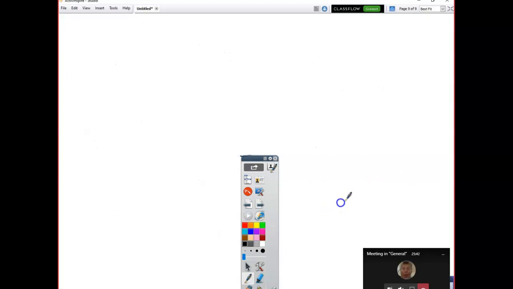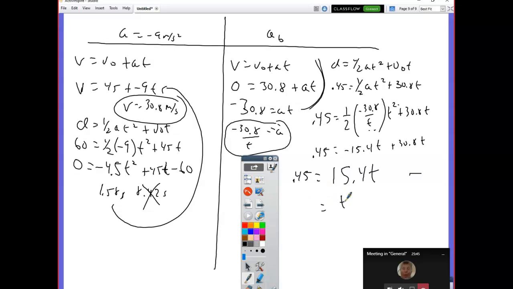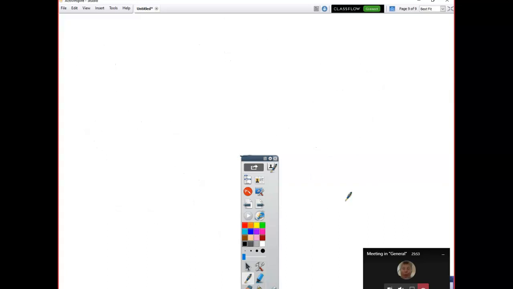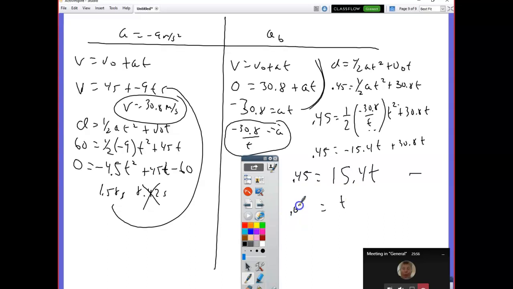And so the time it takes to stop is 0.0288 seconds.